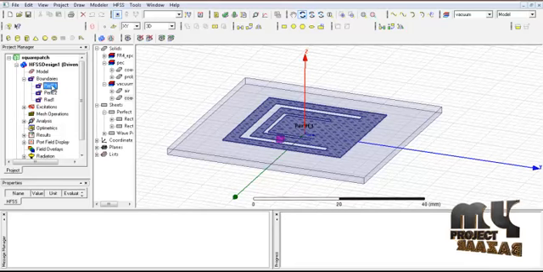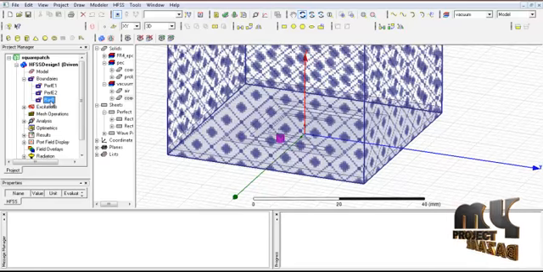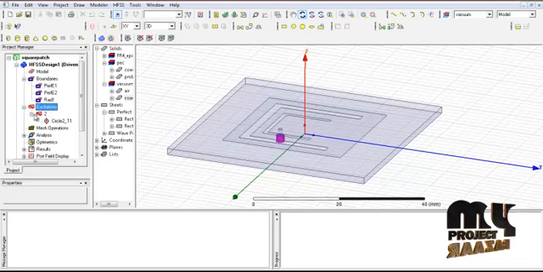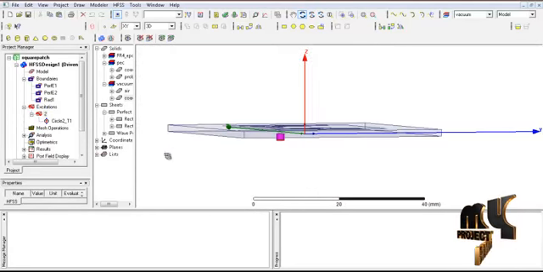Next are the boundaries: perfect E1 for applying to the patch, and perfect E2 for applying to the ground, and the radiation box is covered by and also predicted by the environment. So here we are using the radiation box, and then the excitation. Here we are using the excitation as a lumped port, represented at the bottom of the layer.